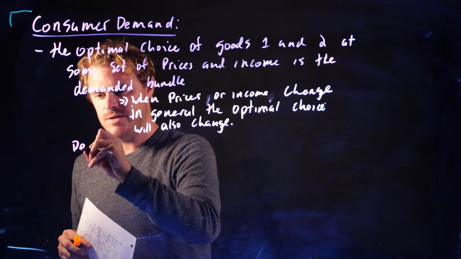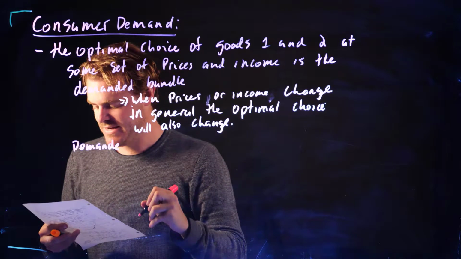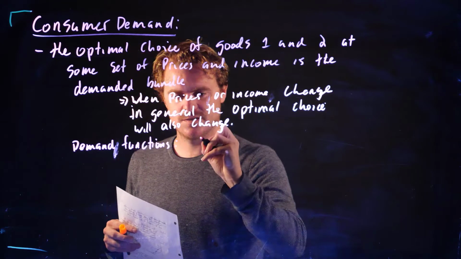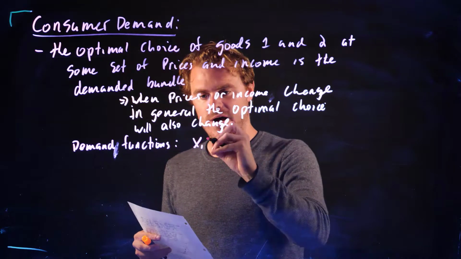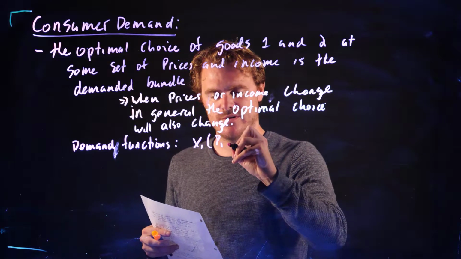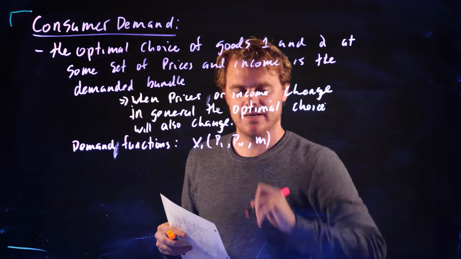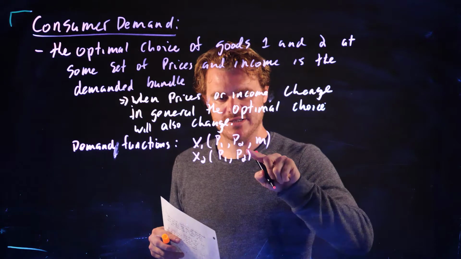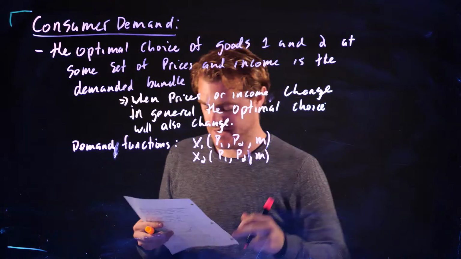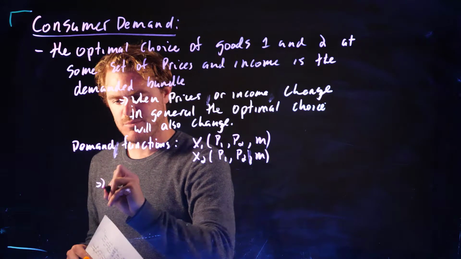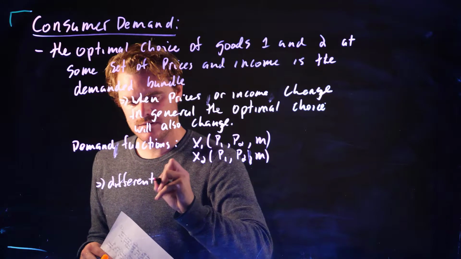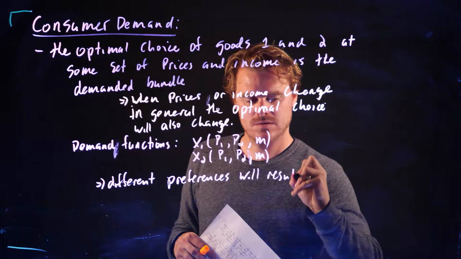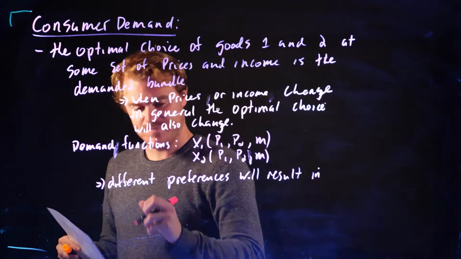So our demand functions for these two goods: the demand for good 1 is going to be a function of the price of good 1, the price of good 2, and income. And the same thing for the amount of good 2. It's a function of the price of good 1, the price of good 2, and income. And different preferences will result in different demand functions.